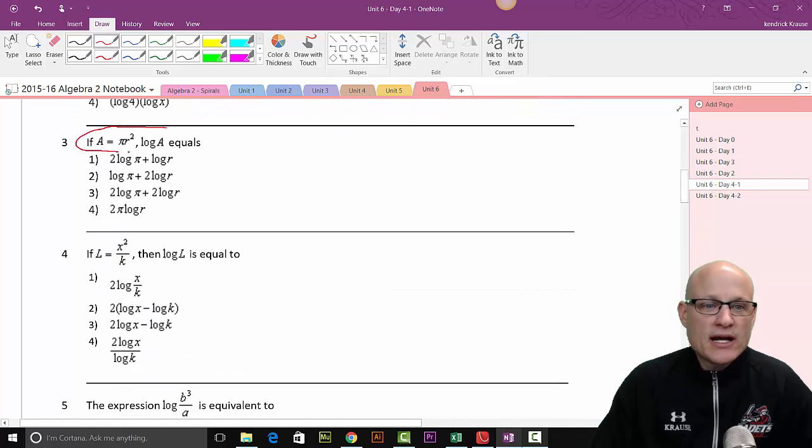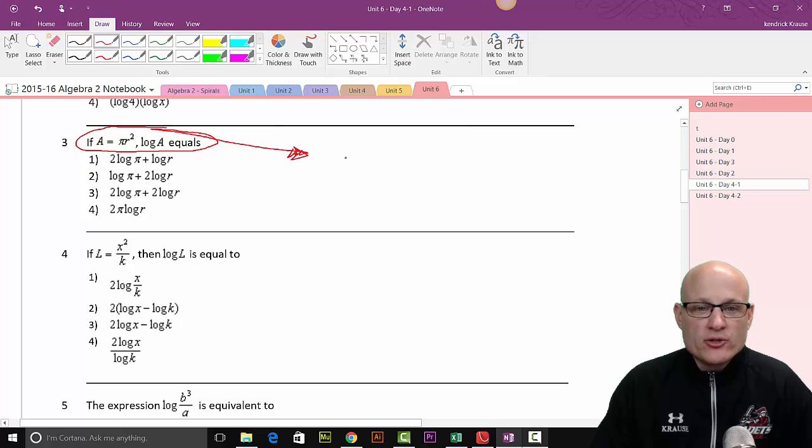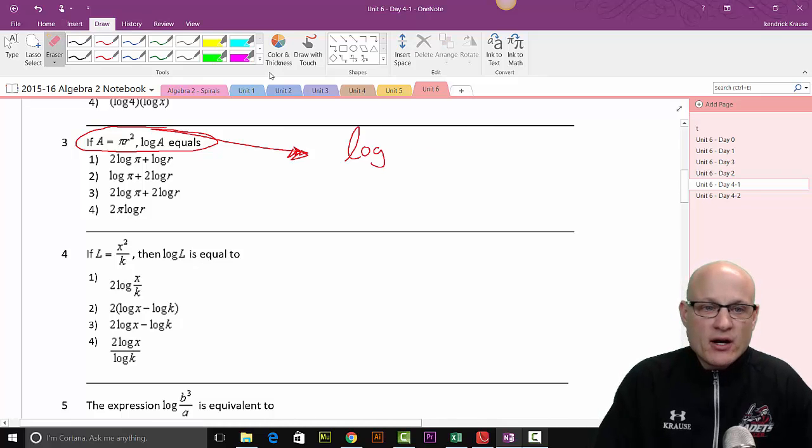Ooh. God, that one looks complicated. Okay, so really what we're going to do is take the log of A. But what is A? I don't want to do that. I want to know what A is. A is described as pi times r squared.